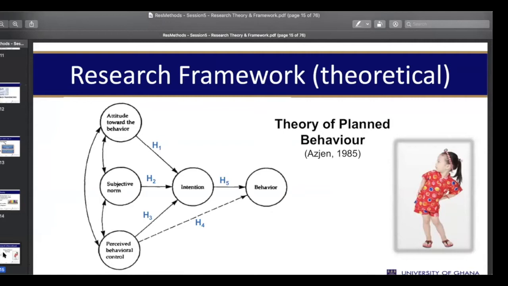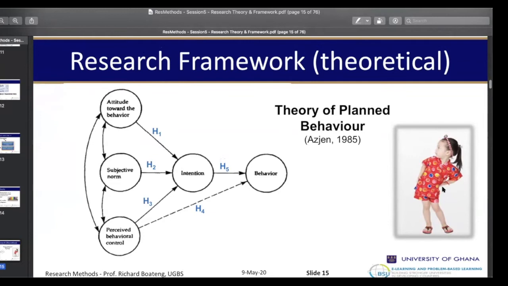So, the research framework can be theoretically inspired, that you can take a theory and modify it. Now, this is from this picture. You can see the lady trying to look at what is happening. Some students are asking, Prof, what is happening? You are just looking like the lady studying here. Okay, so this beautiful lady is saying that, what is this? This is what we call the theory of planned behavior, developed by Ajzen in 1985.